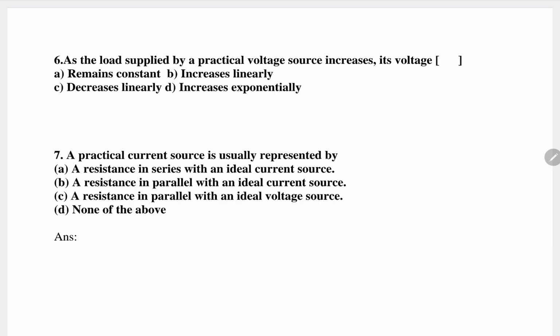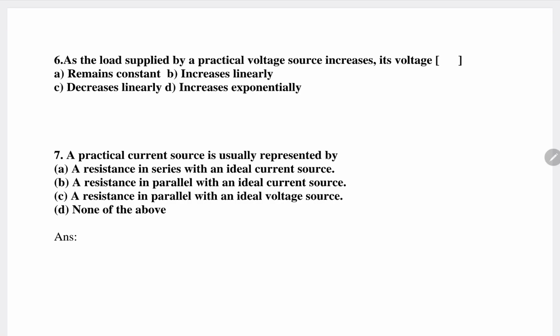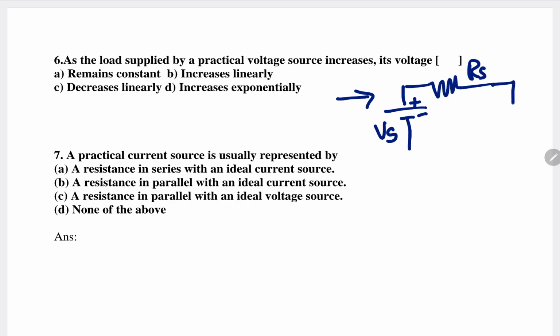Next, as the load supplied by the practical voltage source increases, its voltage remains constant, increases linearly, decreases linearly, or increases exponentially. He is talking about the practical voltage source, which will have some internal resistance. Let us say this is the source voltage Vs and its internal resistance Rs, and this is the load resistance RL. Current is Is, and the voltage across the load is the terminal voltage Vt.